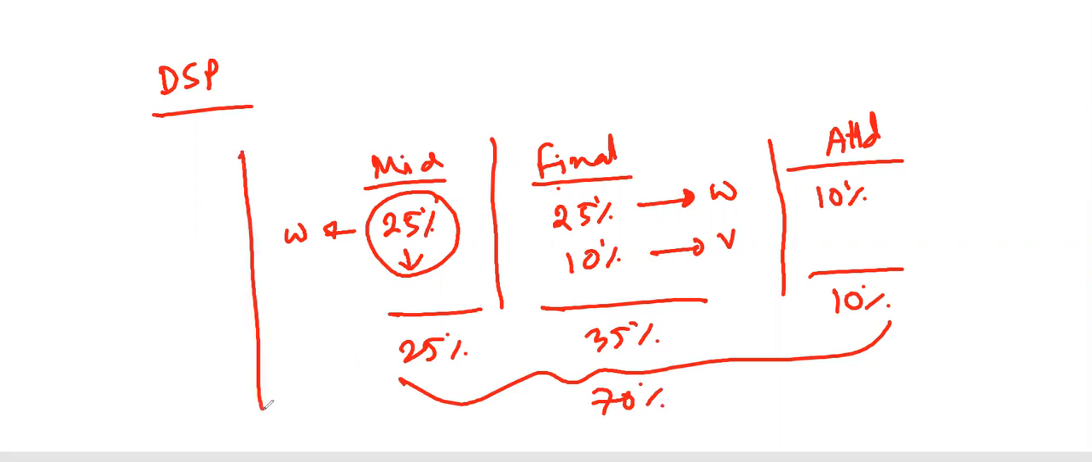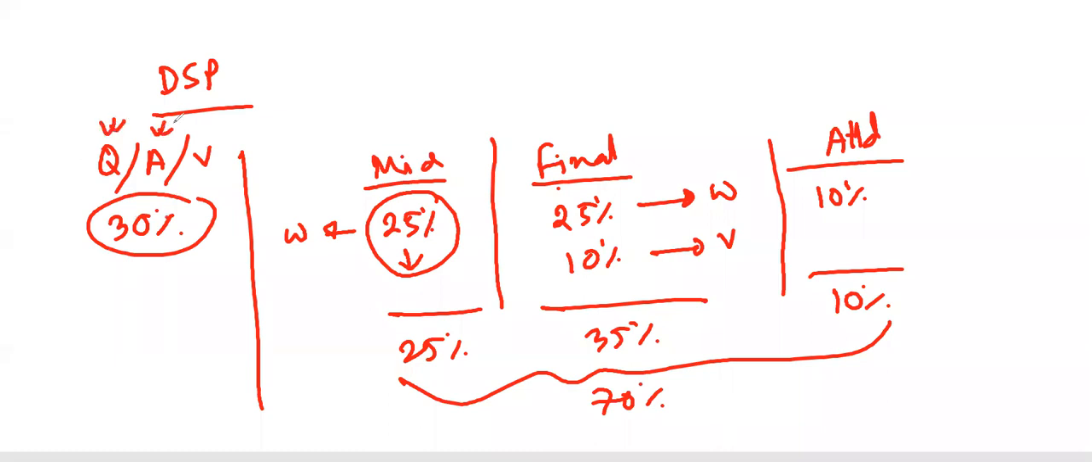And the rest of those are the quizzes. It can be quizzes, an assignment, or a viva. So it's mentioned like this: you should get a total of 30% of the marks with a combination of quiz, assignment, or viva.